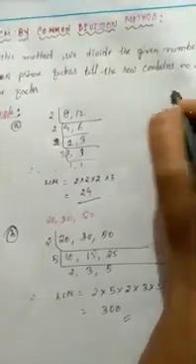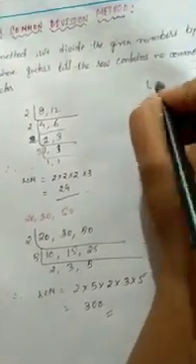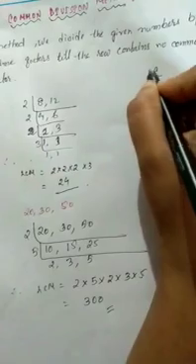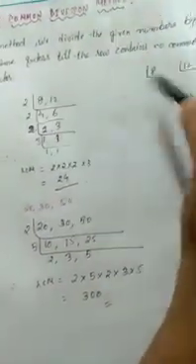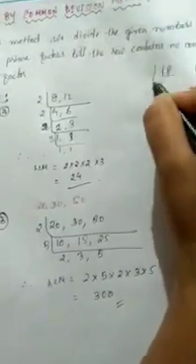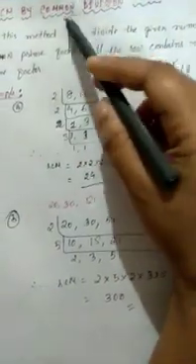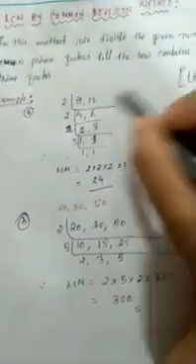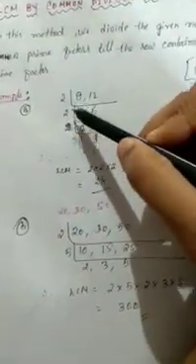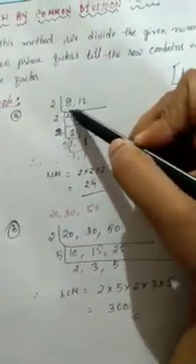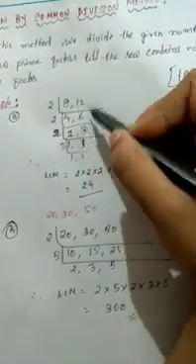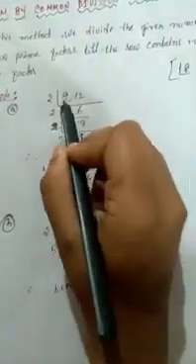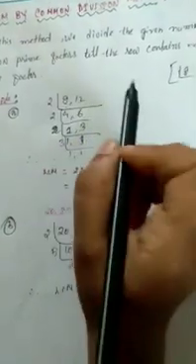In the prime factorization method we did the two numbers separately, but here we'll do both the numbers together. At first we'll arrange the numbers in a line, in any order. You can write the 12 first and 8 last, or you can write it this way also.